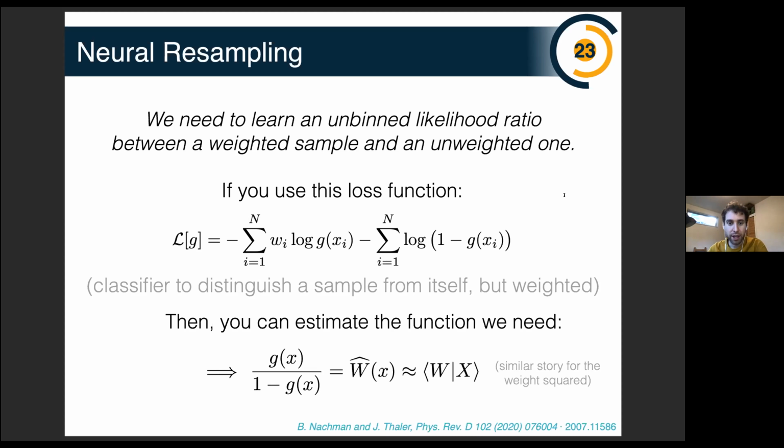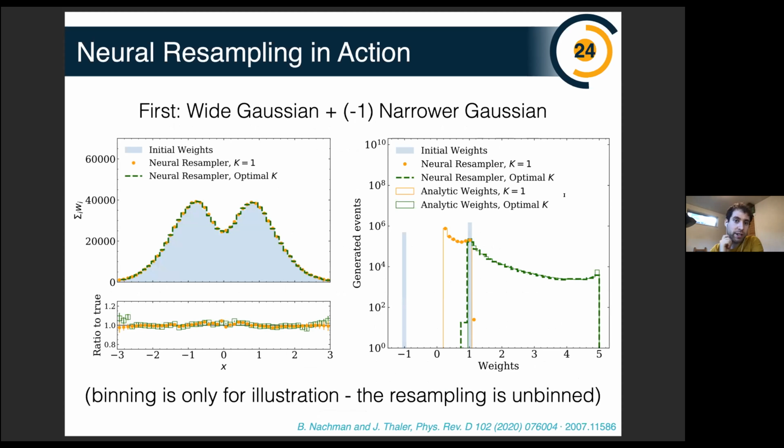Okay, so now let me show you how this works in action. As a first example, consider a simple case where you have a Gaussian. In order to make it interesting, let's imagine you have a superposition of a Gaussian and a negative Gaussian. If you do that, you get this carved out looking double hump structure on the left. And you see there's three histograms. One is the initial weighted distribution. Then you have two versions of the neural resampler, one with the optimal K and one with K equals 1.